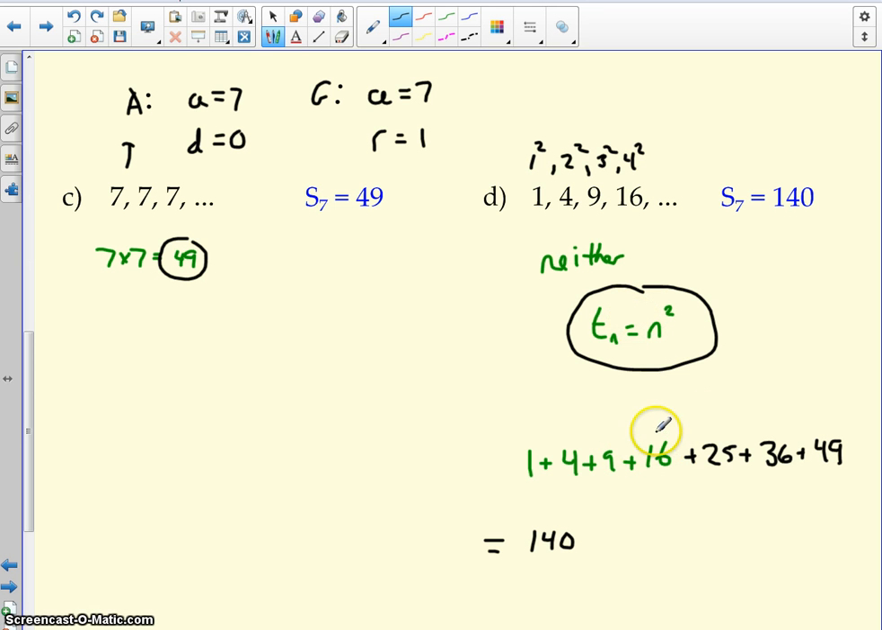So we can find the next 3 terms just by following out the pattern. So we get 25, 36, and 49. And so even though we don't necessarily have a formula for the series of this one, for the sum of the first 7 terms, we can just add up the first 7 terms manually to get 140.